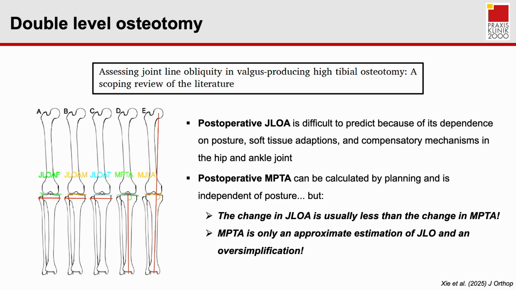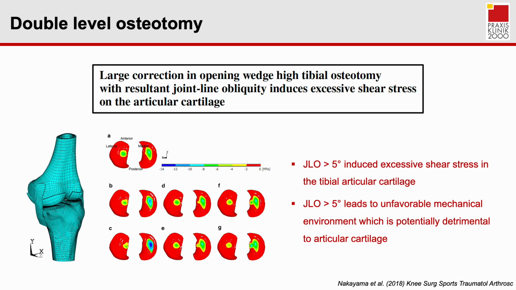On the other hand, the postoperative MPTA can be calculated by planning and is independent of posture, but it is important to know that the change in JLOA is usually less than the change in MPTA. Therefore, the MPTA is only an approximate estimation of joint line obliquity and an oversimplification. Despite these problems, experimental studies have clearly shown that postoperative joint line obliquity after HTO can be problematic.